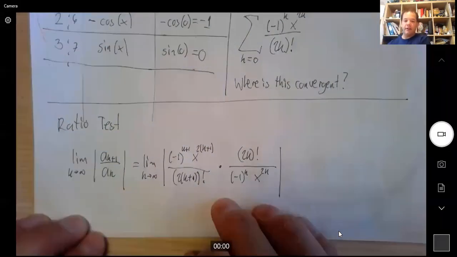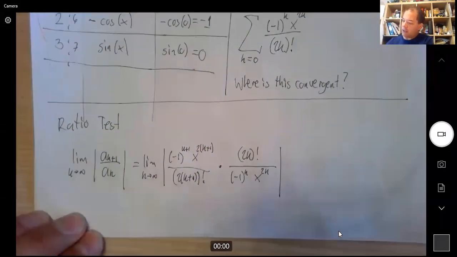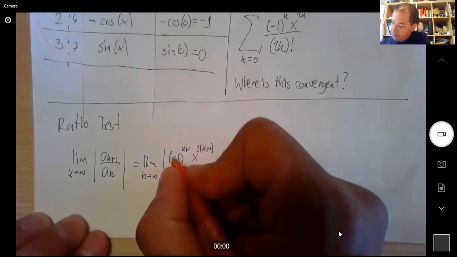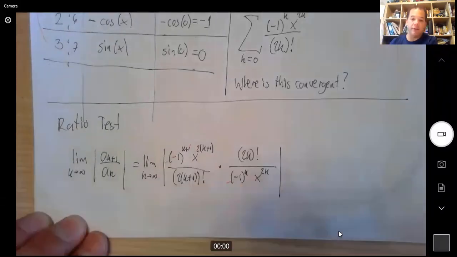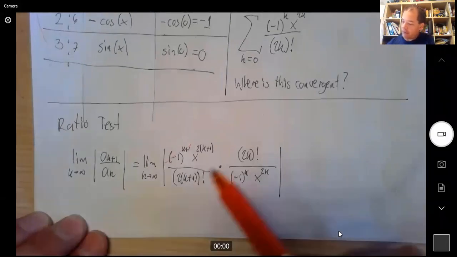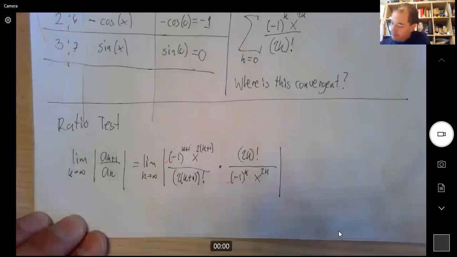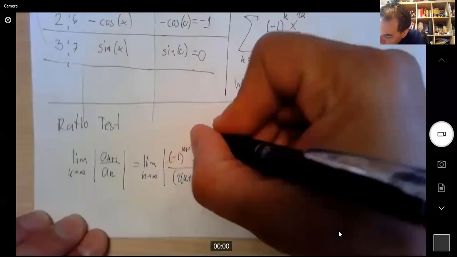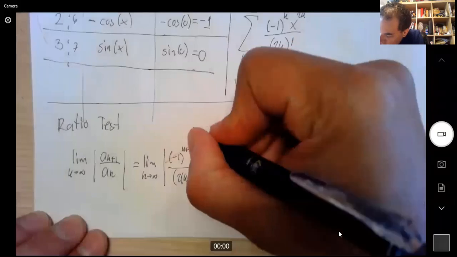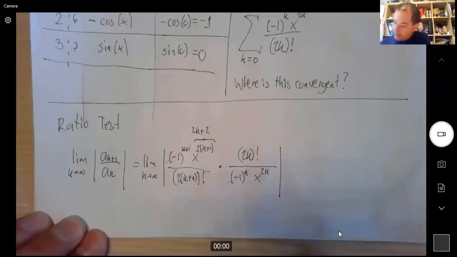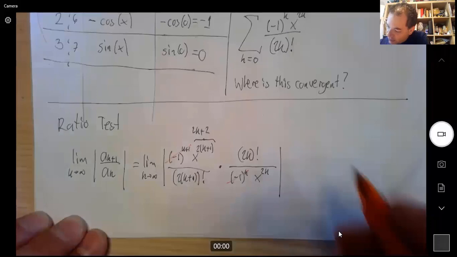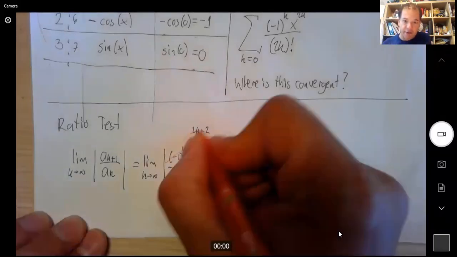All right? Now, from here, we can cancel the negative ones because the absolute value of negative 1 is 1. So we don't really need those negative ones. They will go away. And the factorials are positive. This exponent over here, by the way, when you multiply it out, is 2k plus 2. So I can simplify that: this x to the 2k goes with the exponent 2k as well.